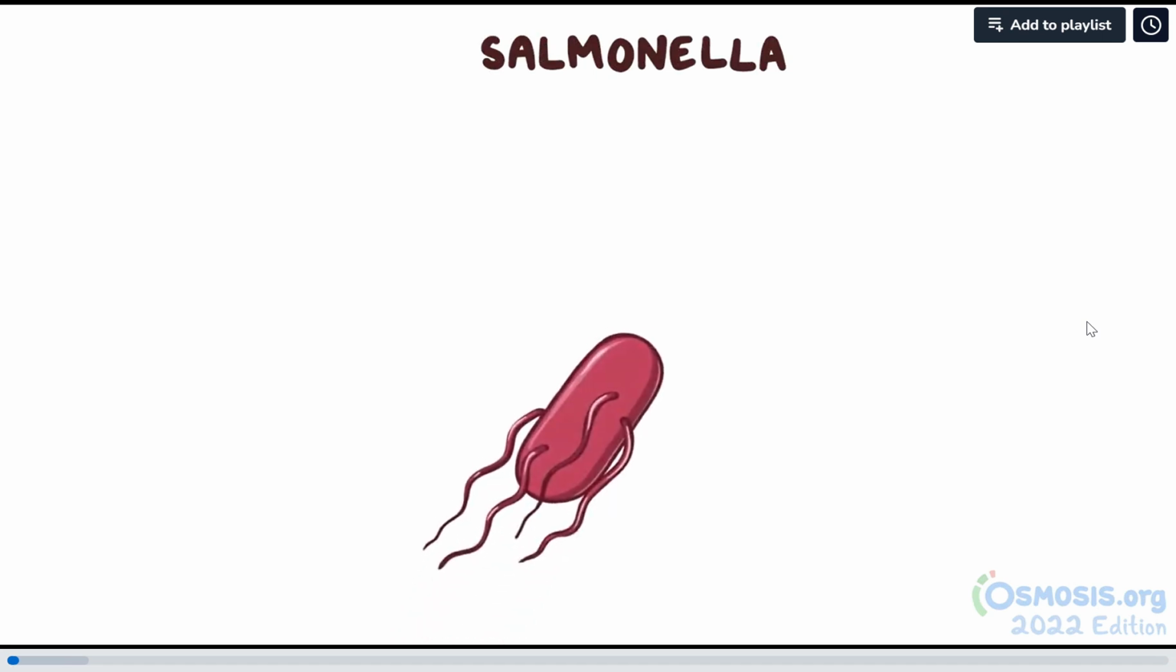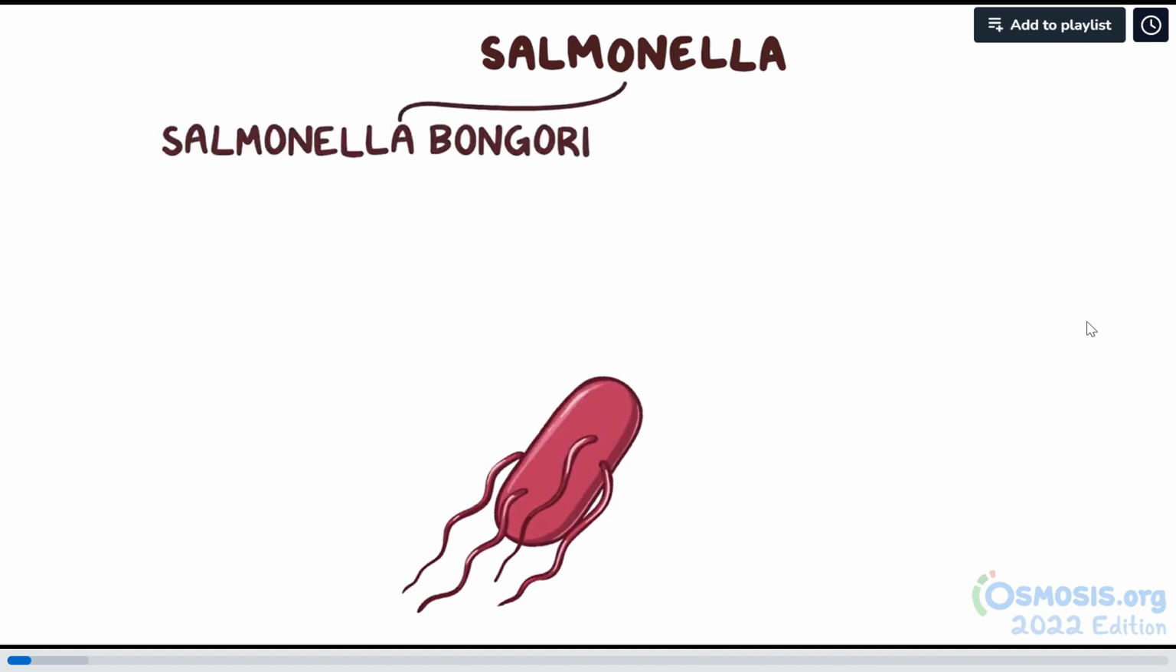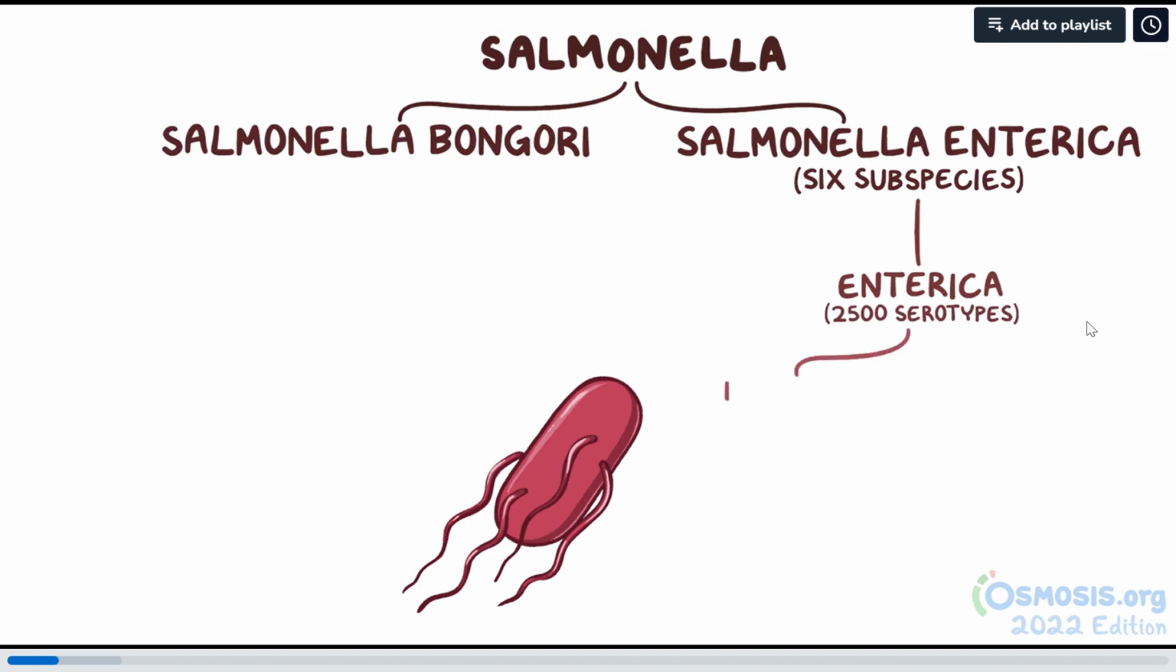Salmonella is a bacterium belonging to the family Enterobacteriaceae. There are two main species, Salmonella bongori and Salmonella enterica, which itself has 6 subspecies. One of the subspecies is enterica, which has over 2,500 serotypes that can be divided into 2 main groups, based on the clinical symptoms they cause, typhoidal or non-typhoidal Salmonella.